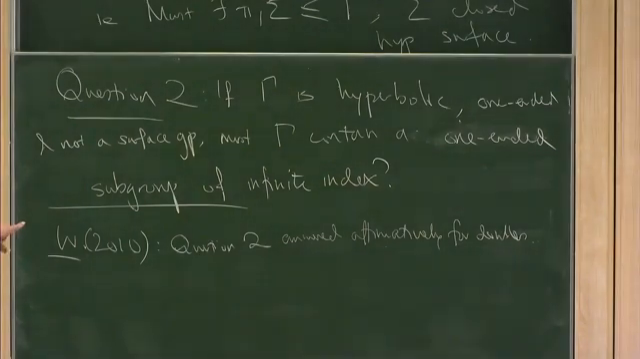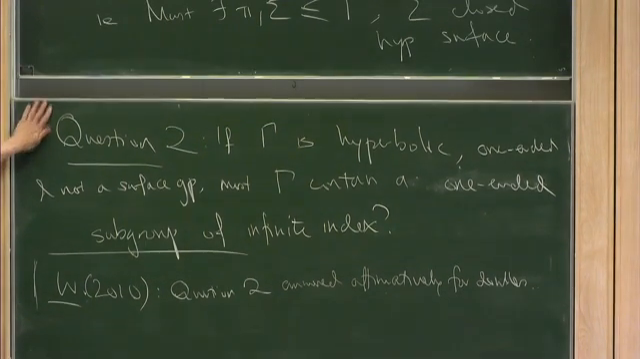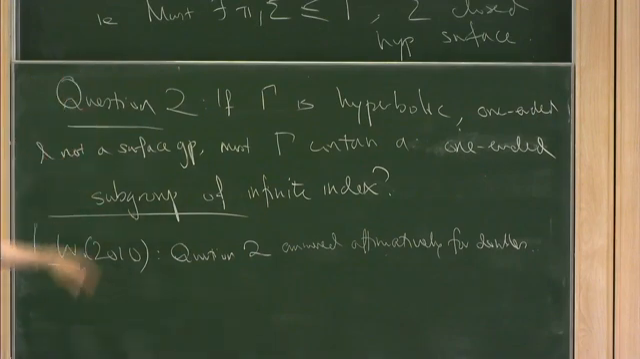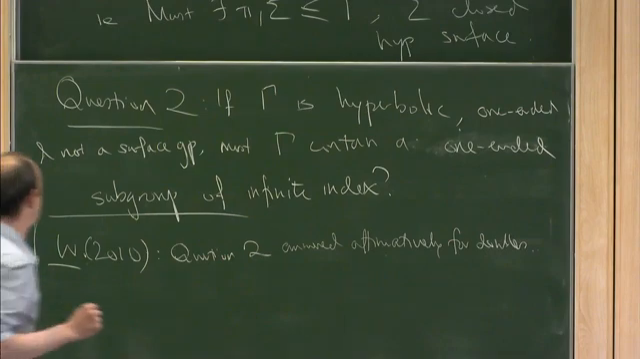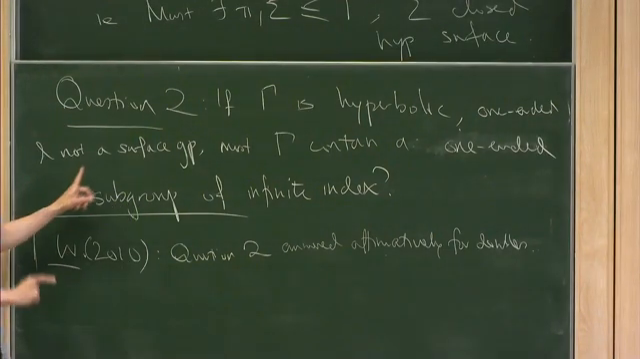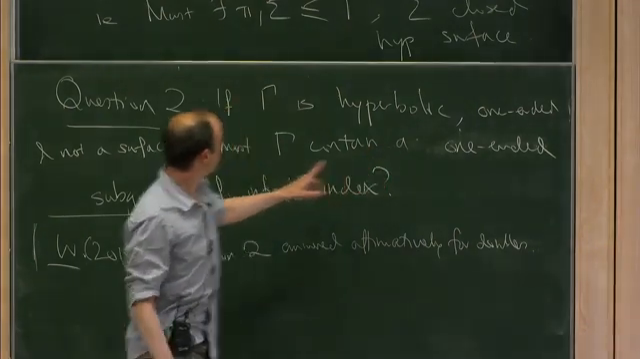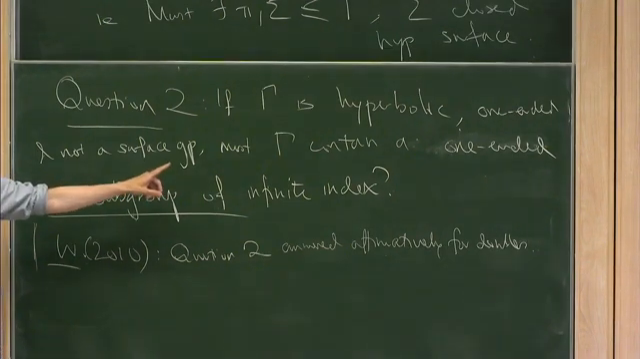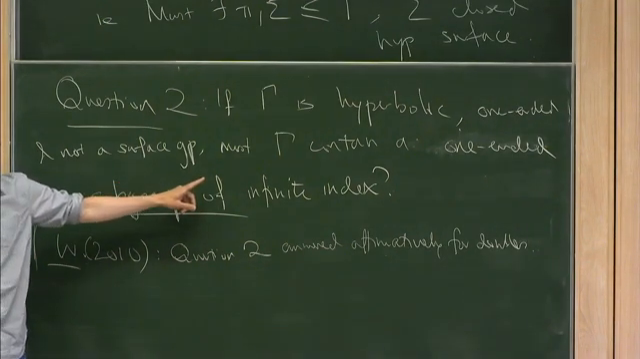Okay. And I want to point out that there's a relationship between question 2 and question 1, where question 2 actually tells you something about question 1, right? So imagine you're trying to answer question 1, you're trying to find a surface, and suppose you sort of know the answer to question 2. Question 2 gives you a criterion which will be satisfied by any group which isn't a surface group, any one-ended group which isn't a surface group.